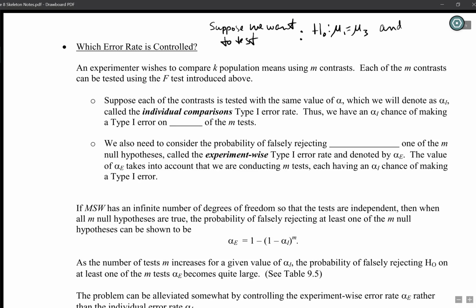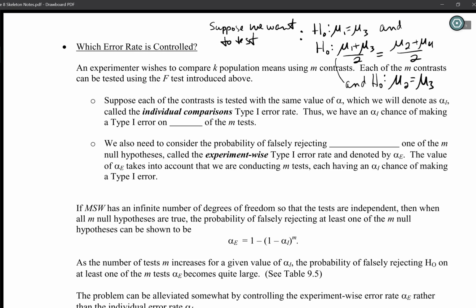Suppose we also wanted to compare the average of mu1 and mu3 to the average of mu2 and mu4, and we did that with the previous linear contrast. And another hypothesis, suppose we wanted to compare mu2 to mu3, so this would be bayside to oceanfront.